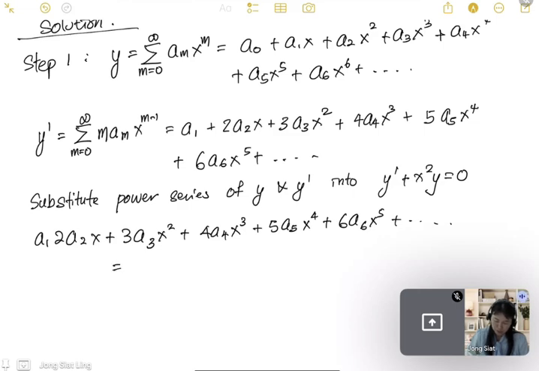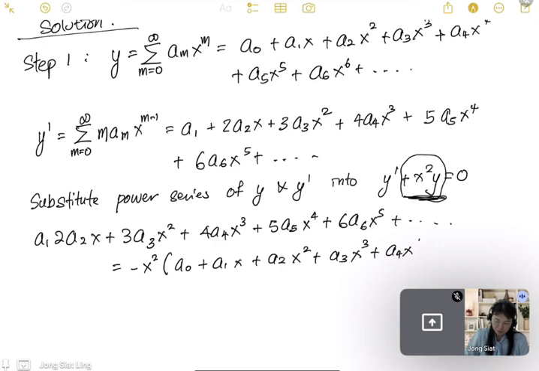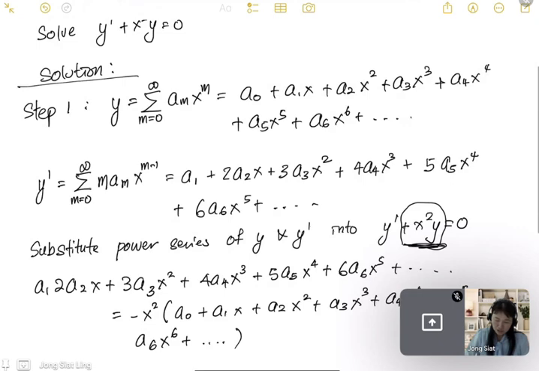Then equal to, okay, my equation, that one is here, plus x power of 2 y. So I move to the right hand side, that will become negative x squared y. So I substitute the y with a0 plus a1x plus a2x squared plus a3x power of 3 plus a4x power of 4 plus a5x power of 5, then plus a6x power of 6 plus, okay, dot dot dot. So we finish step 1.